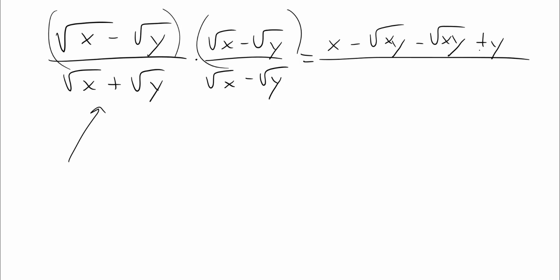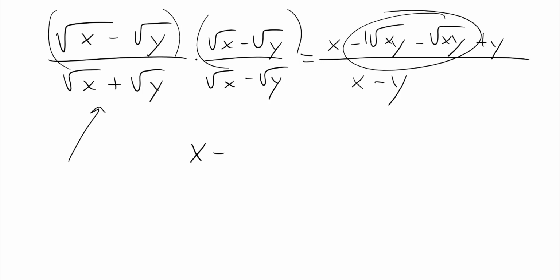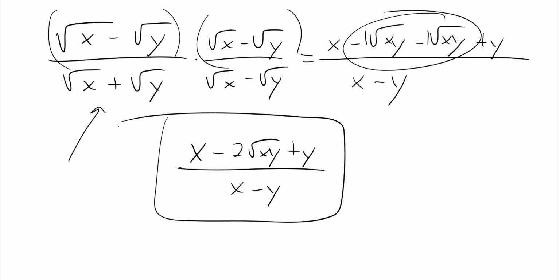So nothing cancels. The bottom does. Square root of x times square root of x is x. Outside is minus square root of xy. Inside is plus square root of xy. So they cancel. And then minus square root of y times square root of y is y. So my final answer is, I can combine these two together. So I get x minus 2 of these. There's 1 and 1. So x minus 2 square root of xy plus y over x minus y. And you're done with the problem. Looks complicated at the end, but it's what it is. Okay?